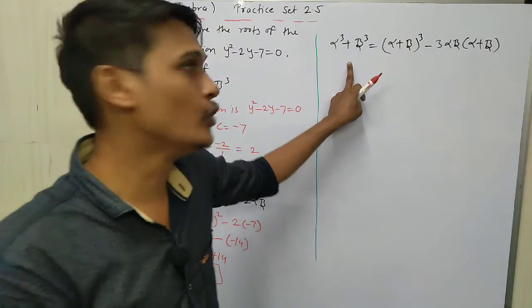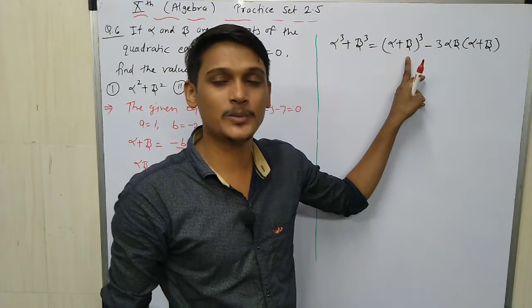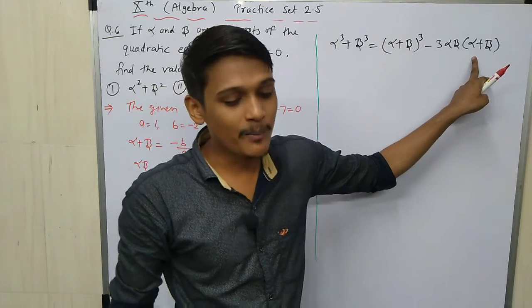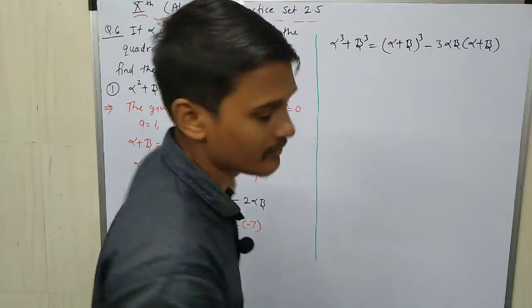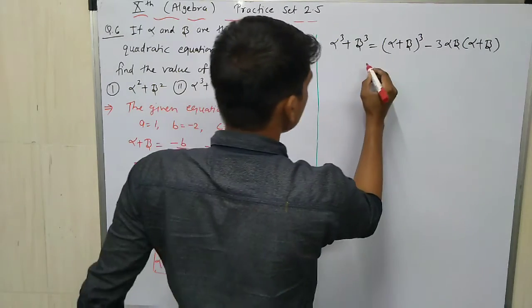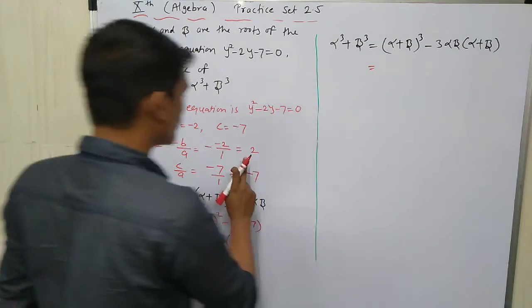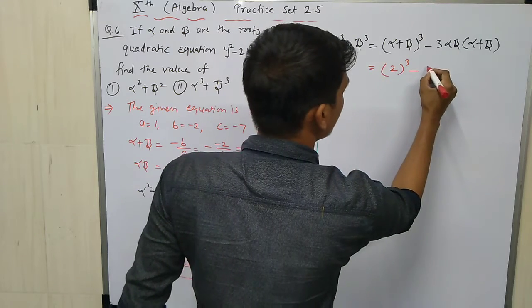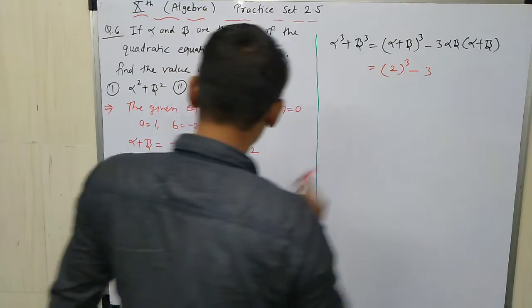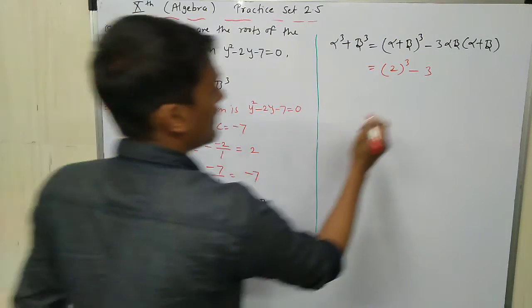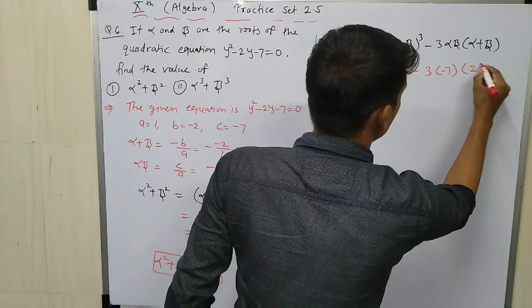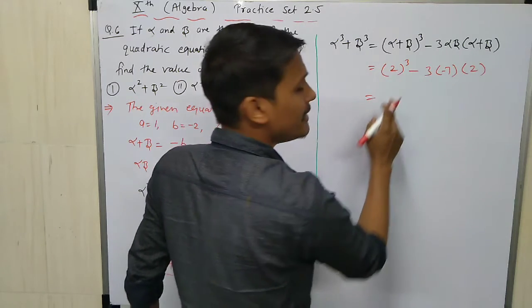Alpha cube plus beta cube is equal to (alpha plus beta) cube minus 3 alpha beta (alpha plus beta). Now put the value. Alpha plus beta is 2, so write down 2 cube minus 3 alpha beta, which is 7, and alpha plus beta is equal to 2.